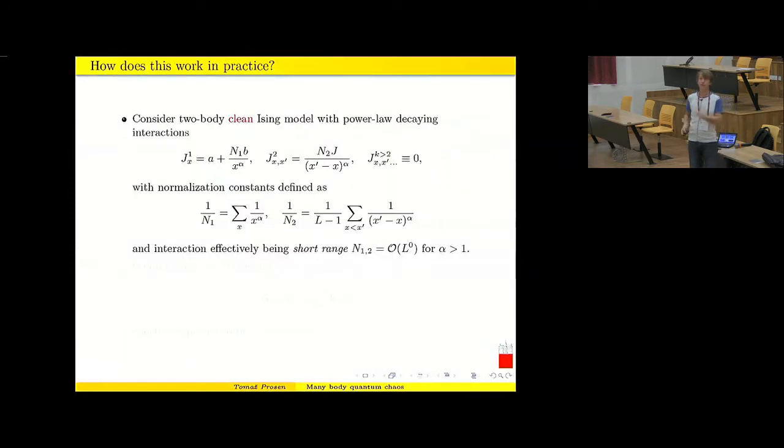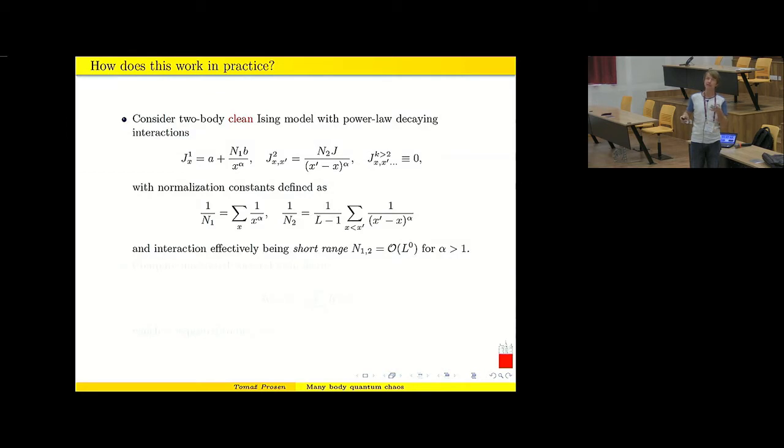Okay, now before I close this example and go to the next chapter, let me just show you how it works. Because now still we haven't seen that this actually works. So now, this I already introduced yesterday. We consider now this simple long-range Ising model.